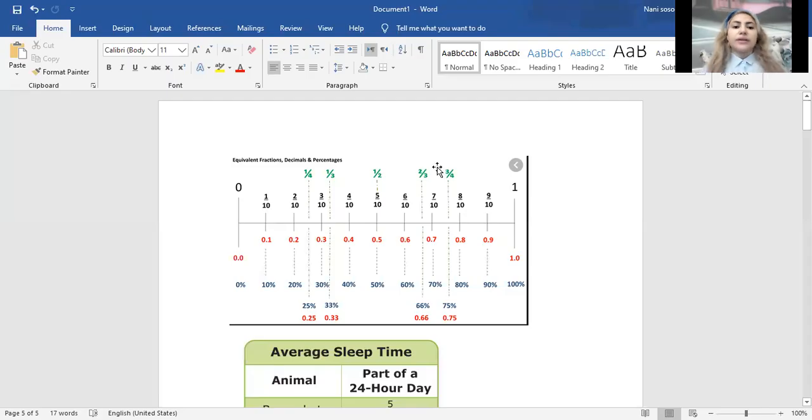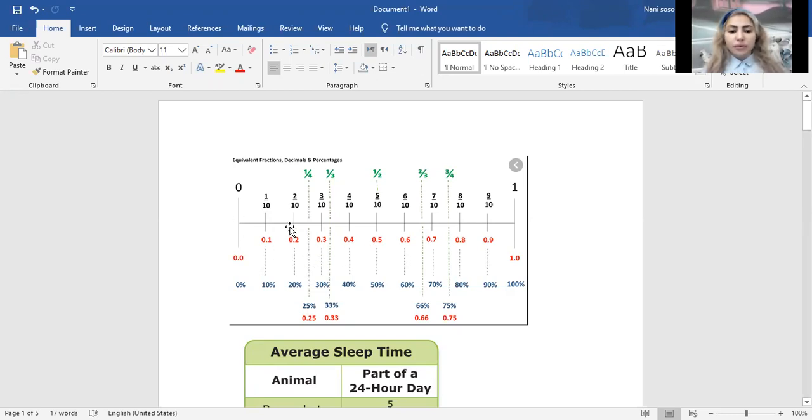I'm Miss Nani, and I have summarized the concepts that we took this semester in a sheet which I will solve with you now. Okay, so let's start in the beginning. Here you have the percentage. The first concept I want you to know and to revise: the percentage on a number line.